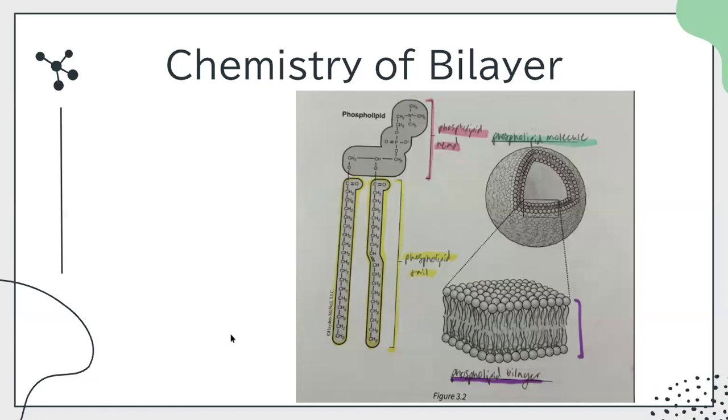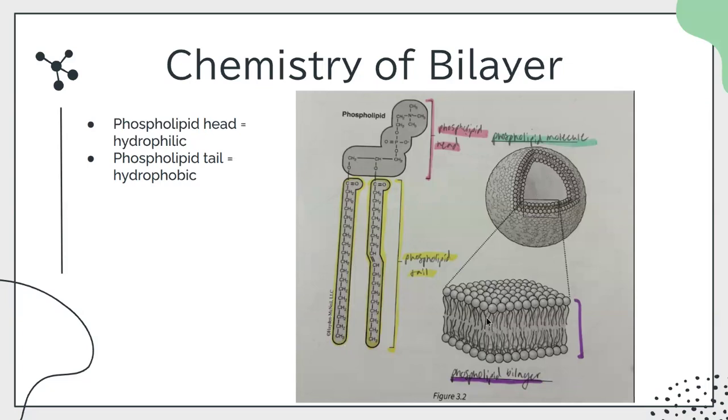Moving on, we have the chemistry of the phospholipid bilayer. Over here, we have the phospholipid head in pink, and the phospholipid head is going to be hydrophilic, meaning it is going to be facing the external environment where it can be in contact with water or other solvents. Then we have the phospholipid tail here in yellow. The phospholipid tail is hydrophobic, meaning it has a fear of water or of solvents.